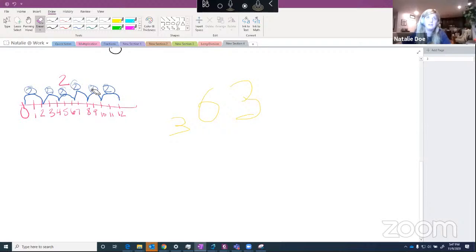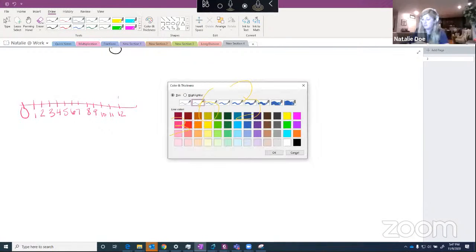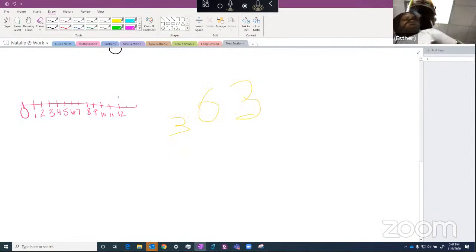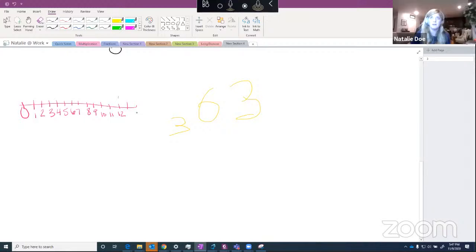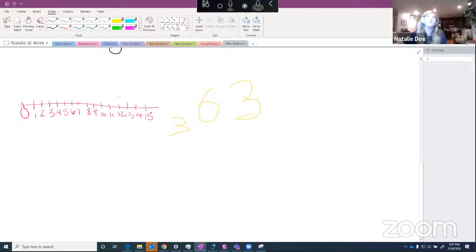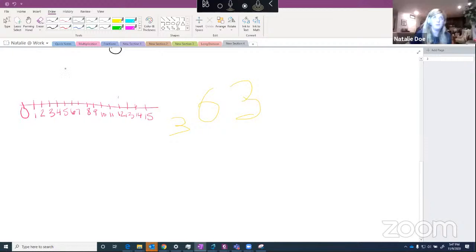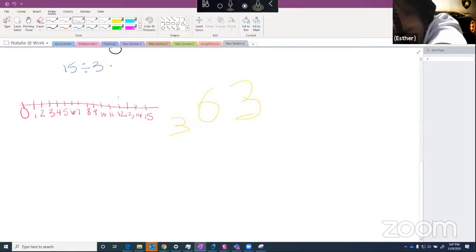All right, we can use this same number line to do some different problems. Like 5 divided by 4. So let's add to our number line a bit. So let's do 15 divided by 3. So how would I start this one?